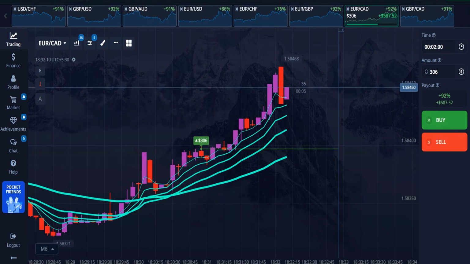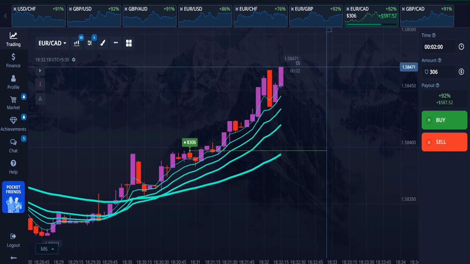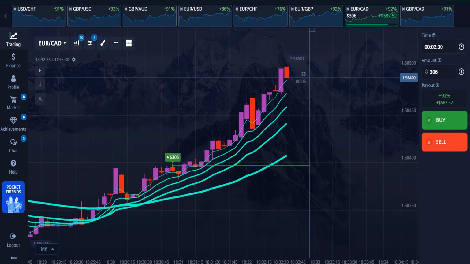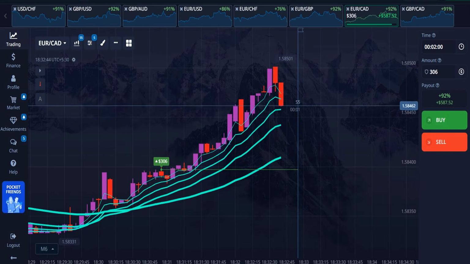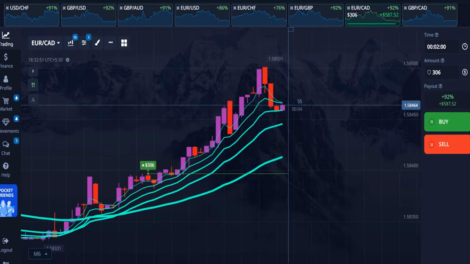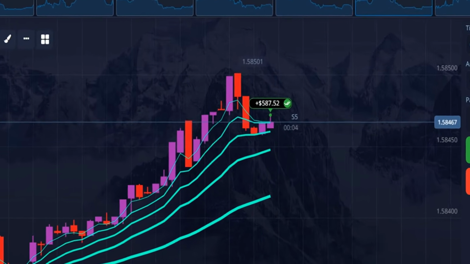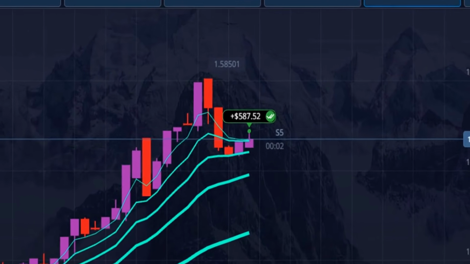During the trade, the candles continued to form higher highs, and the EMAs maintained their order. No sign of reversal, no bearish pressure, just a clean upward momentum. That's what makes this strategy powerful when all elements align together. And just like that, another win in the bag, profit in 2 minutes.